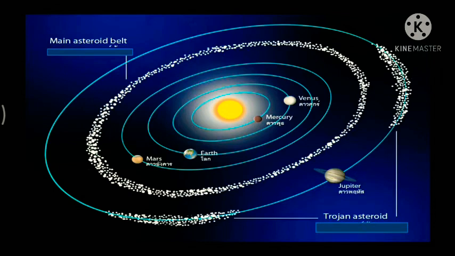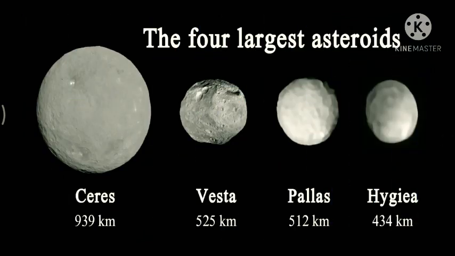Now these asteroids vary in size. Ceres is the largest asteroid, with a diameter of approximately 940 kilometers; it's given as 939. The other three are Vesta, Pallas, and Hygiea. So these are the four largest asteroids recorded till now.